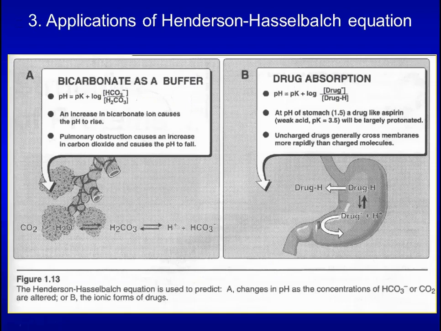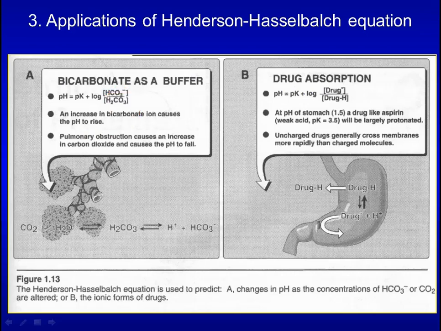The Henderson-Hasselbalch equation is also important for understanding physiology and pharmacology. For example, excess reabsorption of bicarbonate by the kidney can lead to an increase in bicarbonate concentration. pH will rise. This will cause metabolic alkalosis. On the other hand, pulmonary obstruction causes an increase in carbon dioxide concentration. pH will fall. This will cause respiratory acidosis.